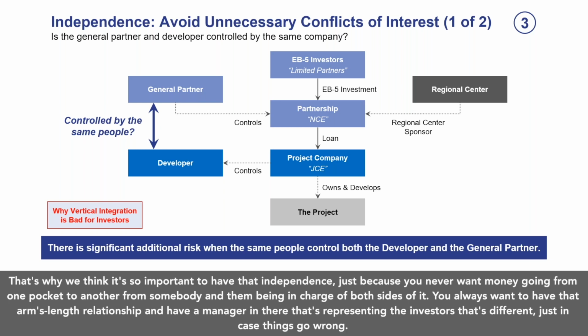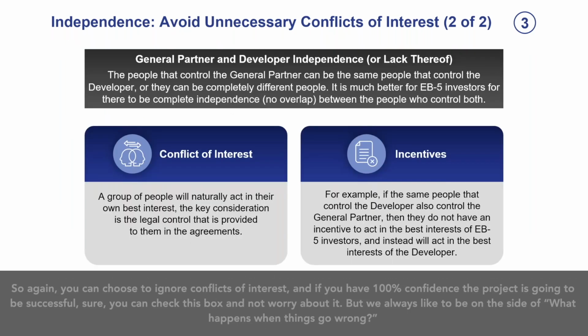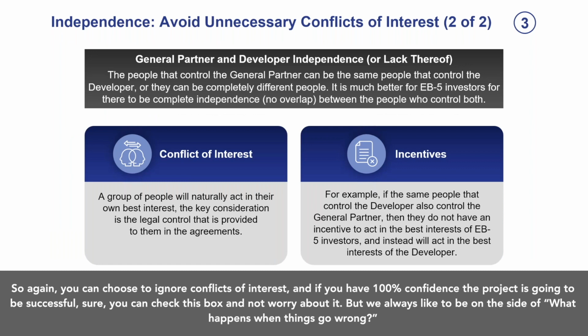And that's why we think it's so important to have that independence, just because you never want money going from one pocket to another from somebody and then being in charge of both sides of it. You always want to have that arm's length relationship and have a manager in there that's representing the investors that's different, just in case things go wrong. So again, you can choose to ignore conflicts of interest. And if you have 100% confidence the project is going to be successful, sure, you can check this box and not worry about it. But we always like to be on the side of what happens when things go wrong.